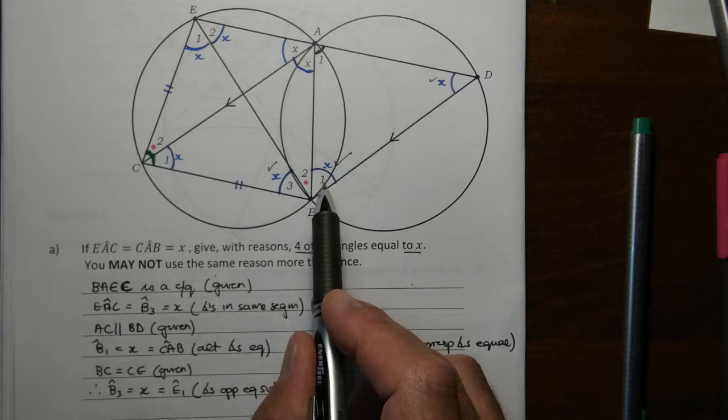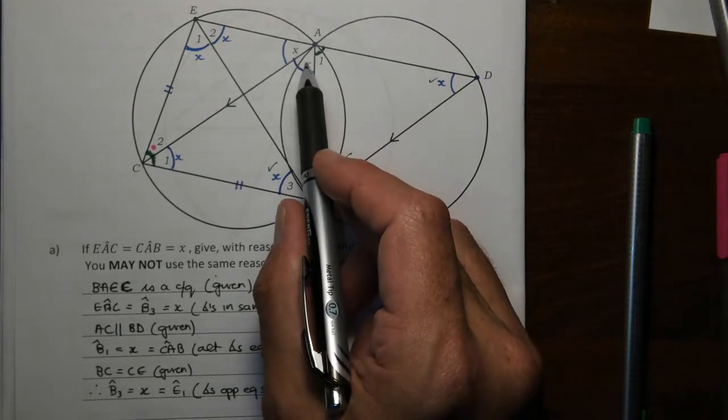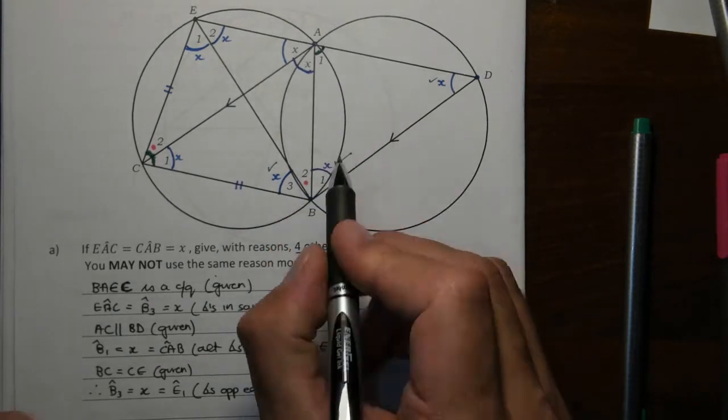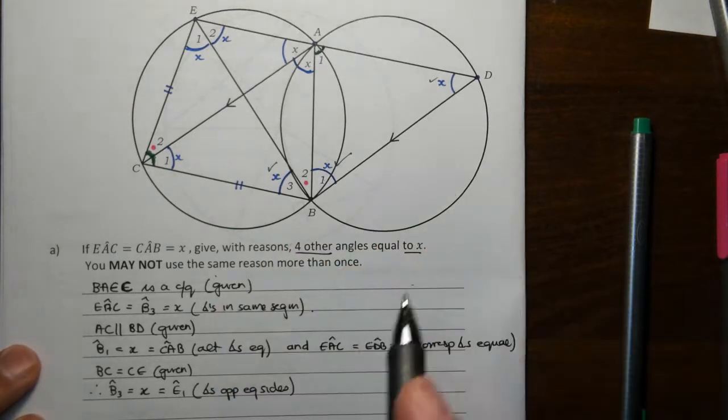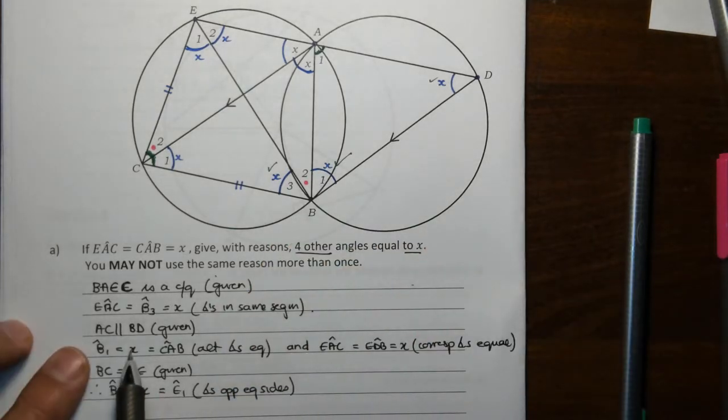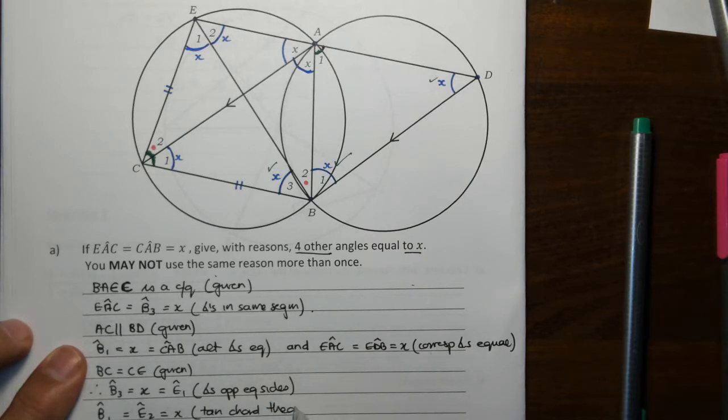Why was B1 X? B1 was X because of the angle A. So once you've got B1, which we had over here, we can also have used the fact that B1 is equal to angle E2, which is equal to X because of the tan chord theorem. We're now on angle 5 already. Okay, we've only asked for 4 of these.